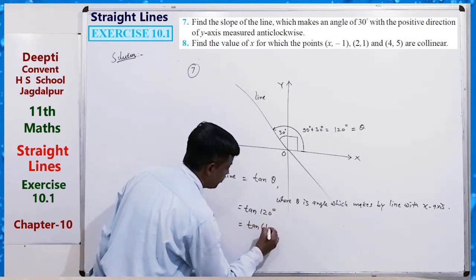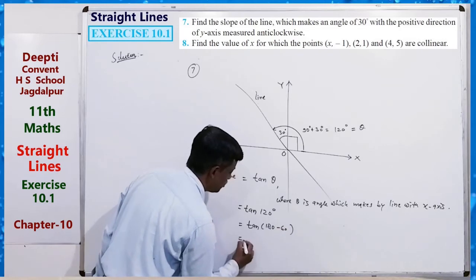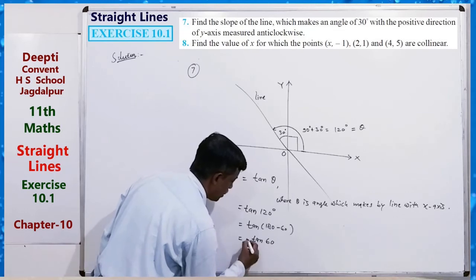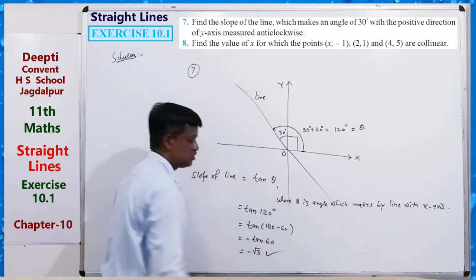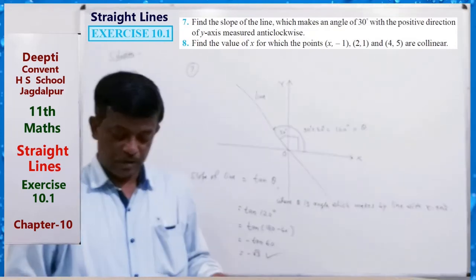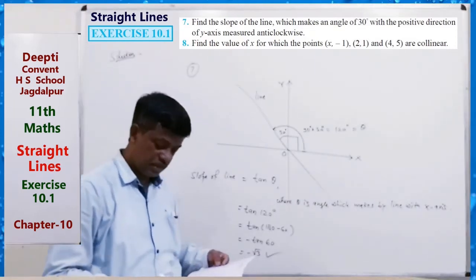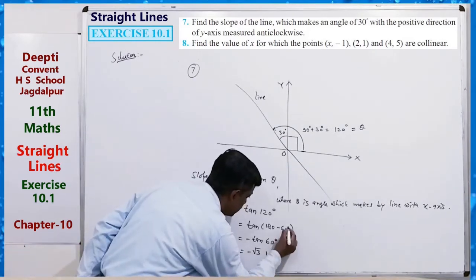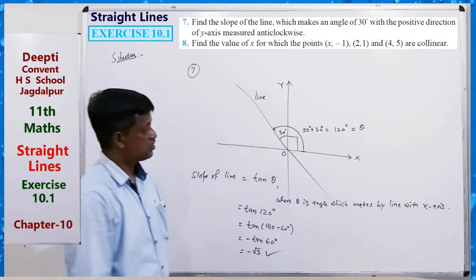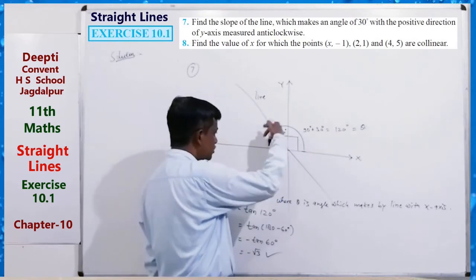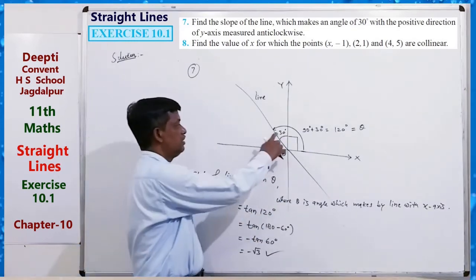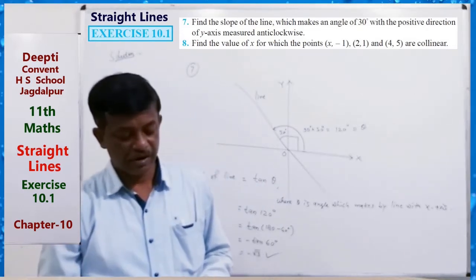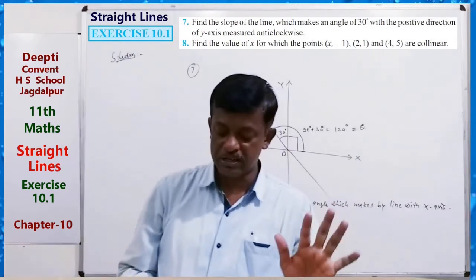Tan of 180 minus 60 equals minus tan 60, which is minus root 3. This is the slope. We require the angle with the positive direction of x-axis. Here 30, here 90, so total 120. Now question 8. Find the value of x for which the points are collinear.